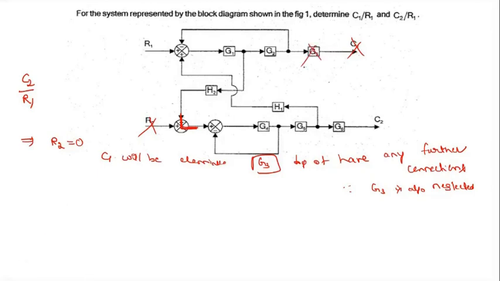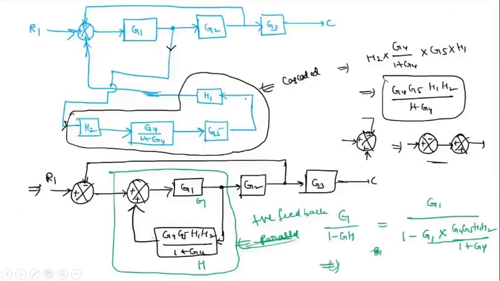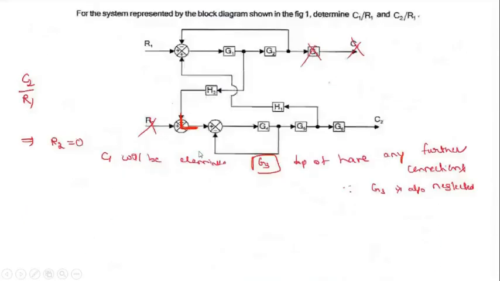If we neglect this G3 and R2 becomes 0, what is the equivalent circuit we need to draw? The steps are the same as the three steps we followed previously. First I will redraw the diagram, then I will tell you that the steps are the same as before. Those steps I cannot explain one more time, I will just move to the further steps.